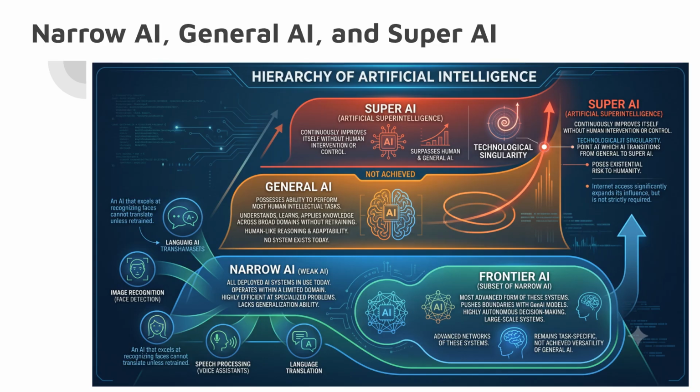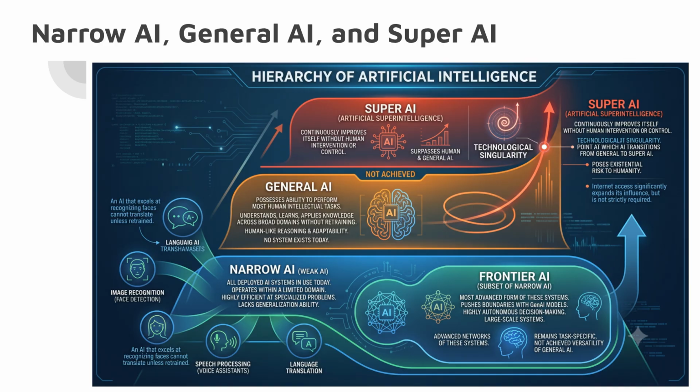General AI, also known as strong AI, refers to an AI-based system that possesses the ability to perform most intellectual tasks that a human can. General AI would be able to understand, learn, and apply knowledge across a broad range of tasks without needing to be retrained for each new task. This type of AI would exhibit human-like reasoning and adaptability, capable of solving unfamiliar problems in various domains, much like humans do. Despite significant progress in AI, no AI-based system today possesses general intelligence.